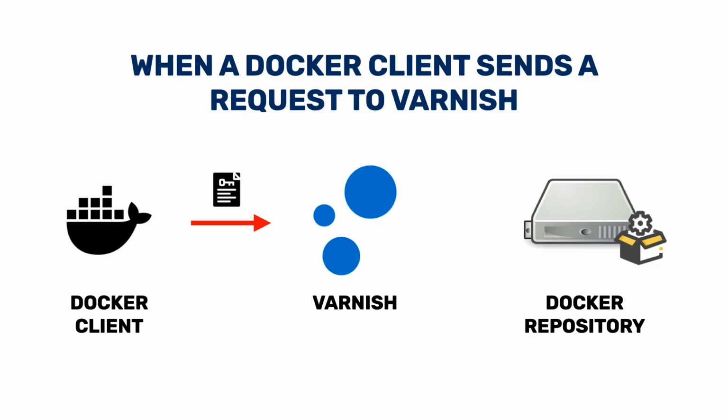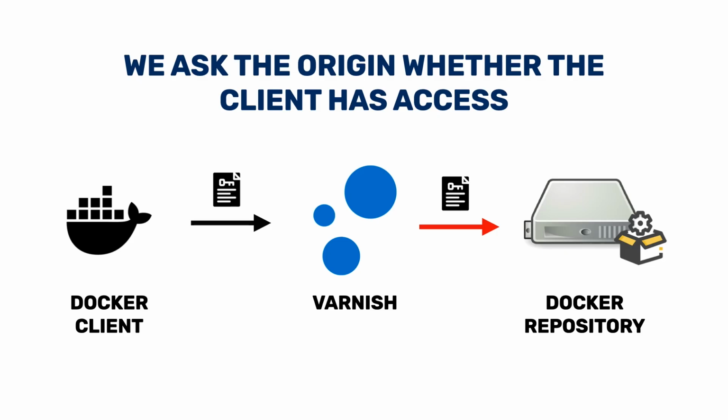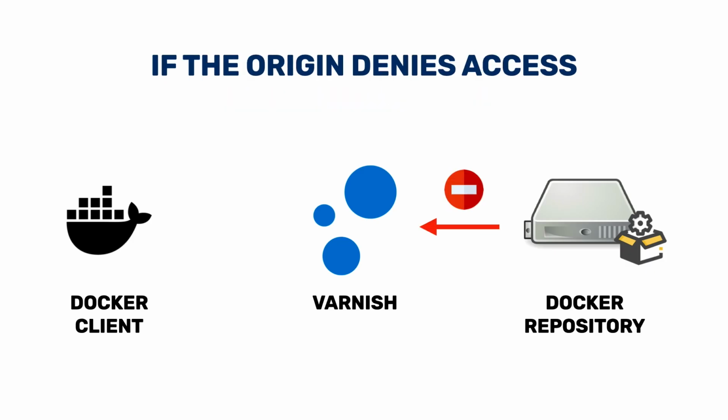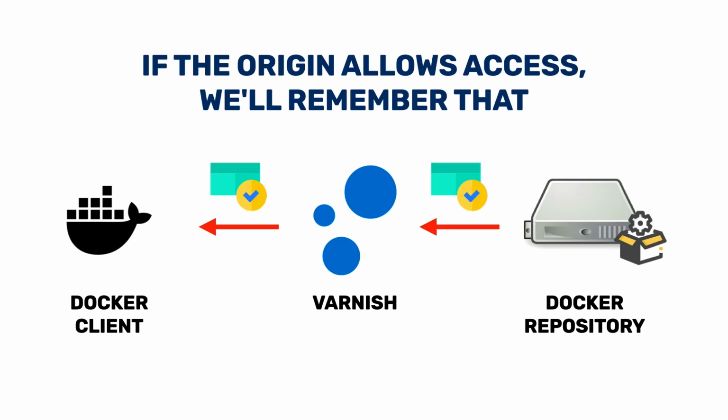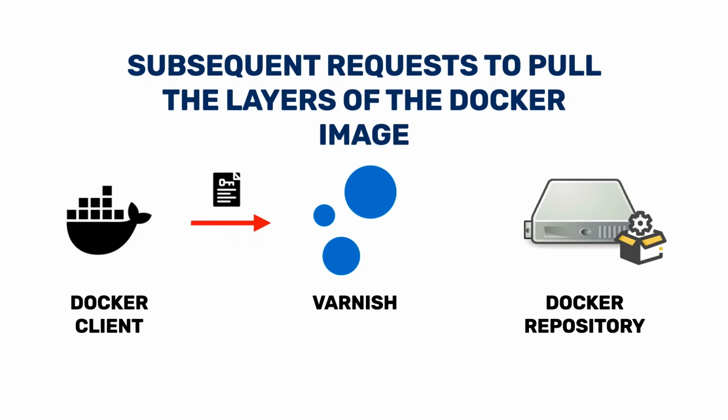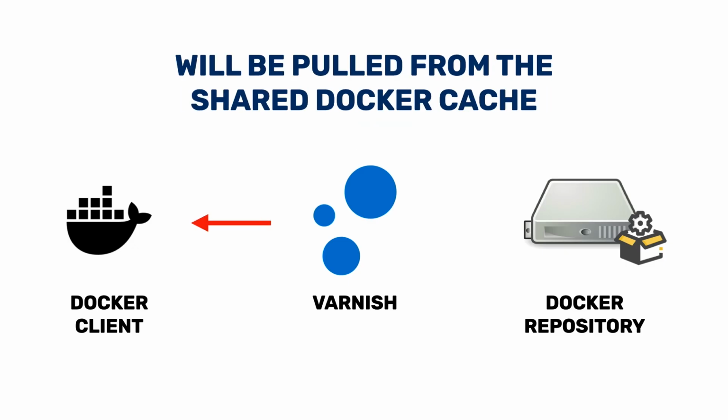Yeah. So you factor that in, I'm assuming. Absolutely. So Docker image is a good example. Essentially, when we detect that the incoming request is coming from a Docker client, we will ask the origin whether or not that client with its authorization has access to that image. If the origin says no, that client does not have access, then we'll deny them access, just like if they were to pull it directly from the artifact repository itself. But if they do, we will remember that. And all the subsequent operations to pull each of those layers for that Docker image will be pulled from the shared Docker cache.